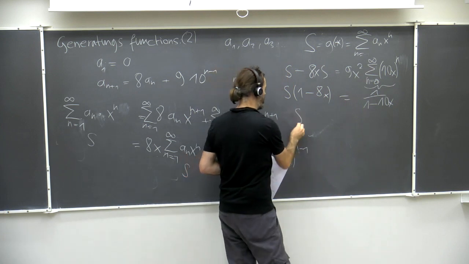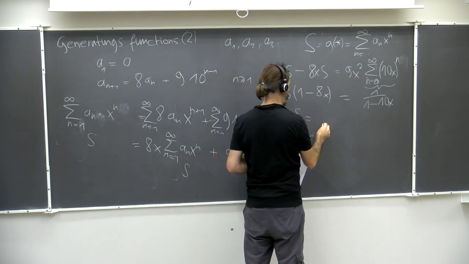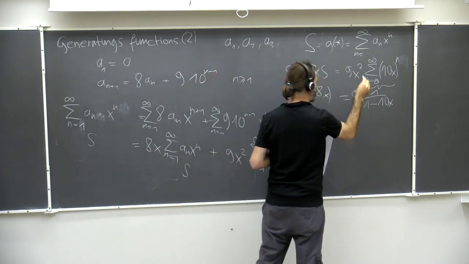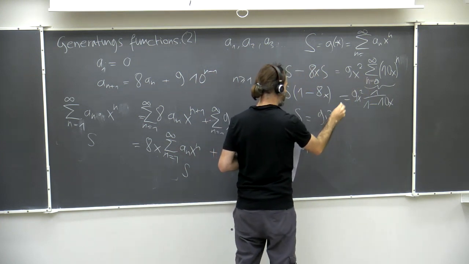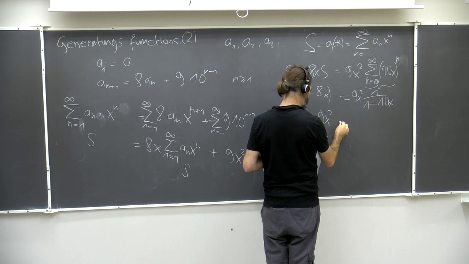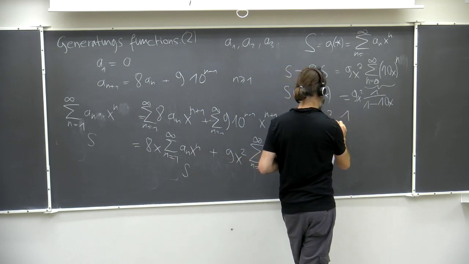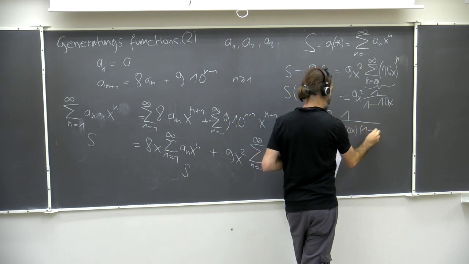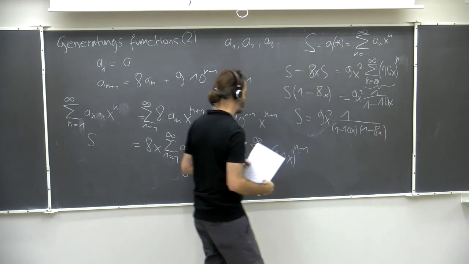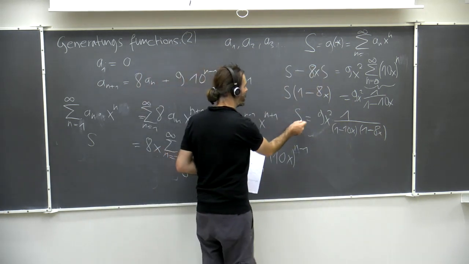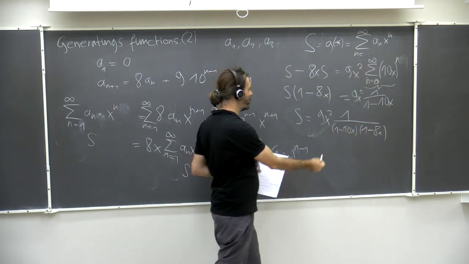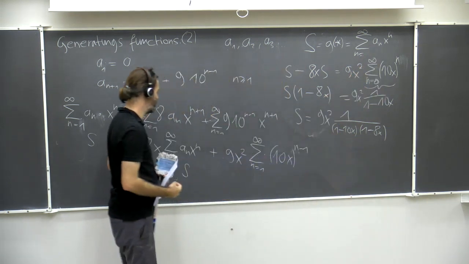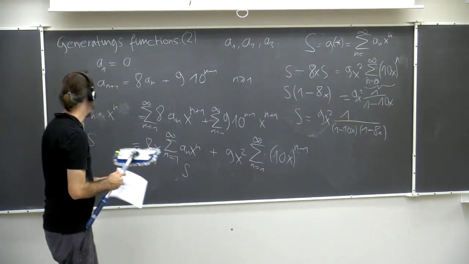So in the end, we get an equation for S, so the 9x squared is still here. S is equal to 9x squared times 1 over 1 minus 10x multiplied with 1 minus 8x. Whoa, that's S, that's our sequence. So now we go from a function back to a sum. Then we can read off our a_n, the ones we are interested in. Let me get a bit of space here.